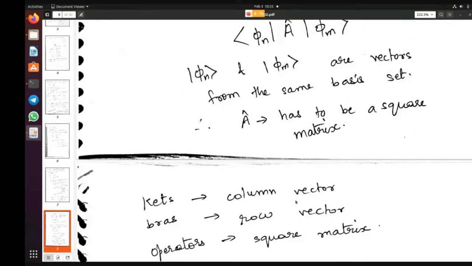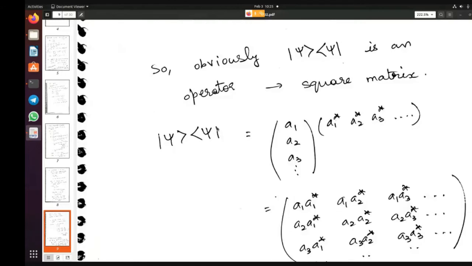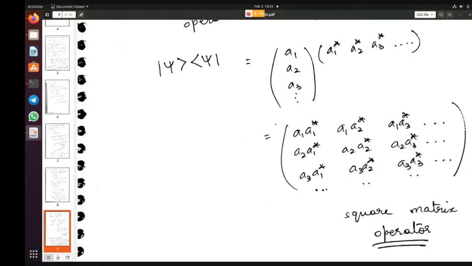Alright, so I think now this has been grilled into you that a ket has to be a column vector, a bra has to be a row vector, and an operator has to be a square matrix. This is in terms of a matrix representation. So you are essentially multiplying a column vector with a row vector, and what you'll get is A1 into A1 star, then the second term will be A1 into A2 star, the third term A1 into A3 star, and so on. You can do the full matrix multiplication and you will get a square matrix, which is the operator.